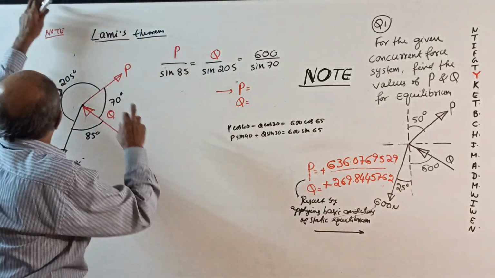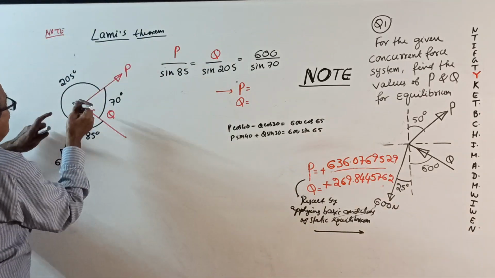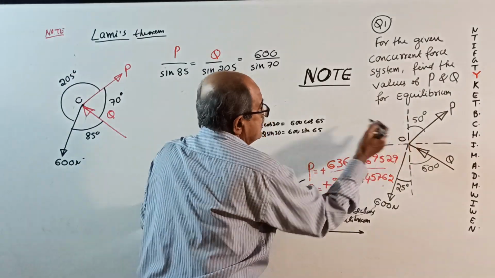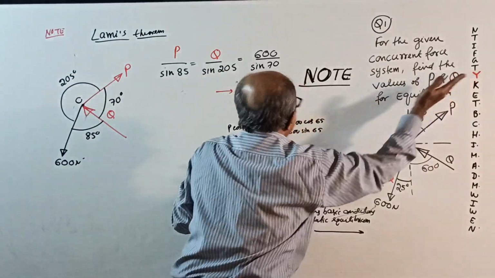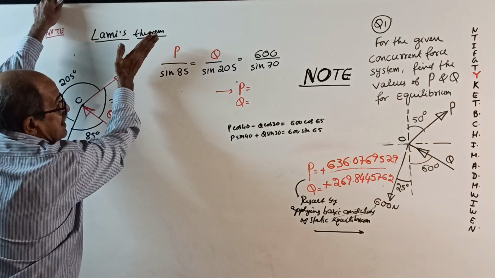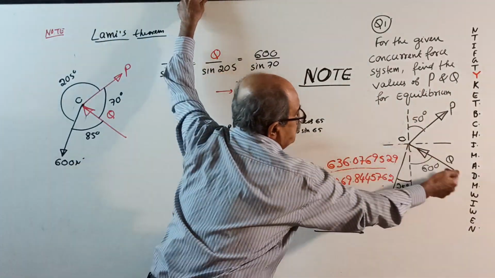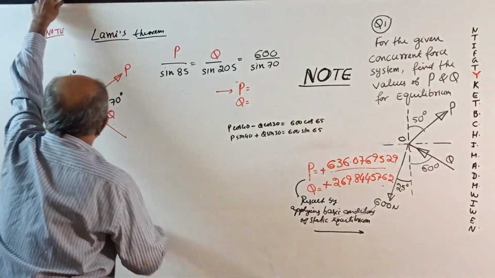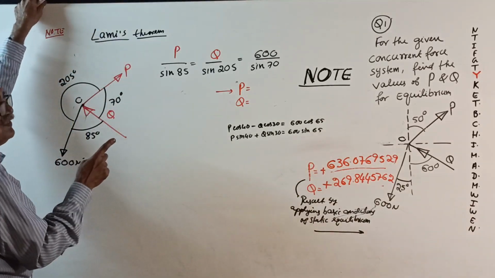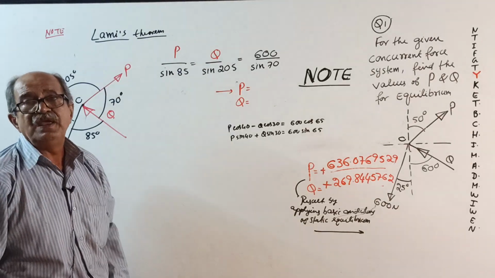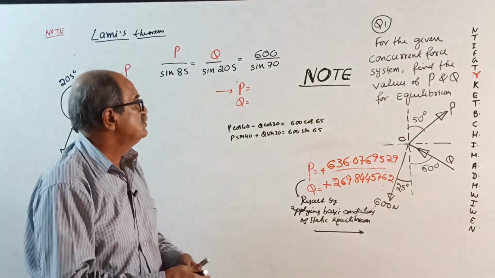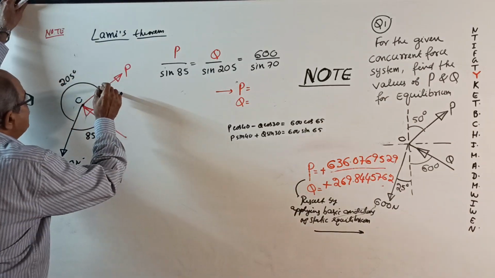Check the answer. See, now if you apply Lami's theorem, this is the joint O. That O I have written here. Start: one force P this way, in red color, unknown. Another force Q this way. One more force, 600 Newton, this way. We do not want the angle with the X and Y axes. In Lami's theorem, we want the angle between the forces. So first, I want this angle.